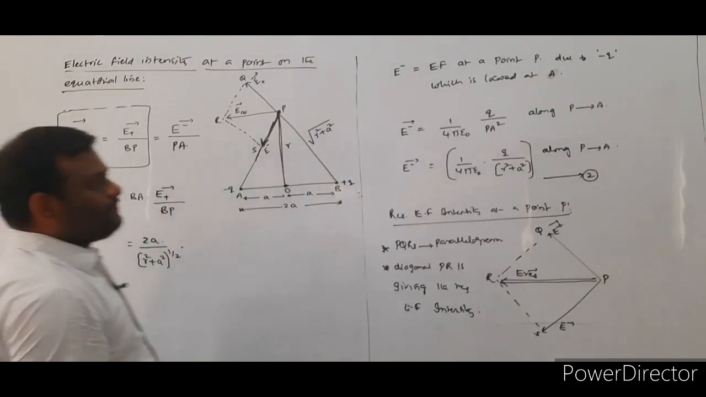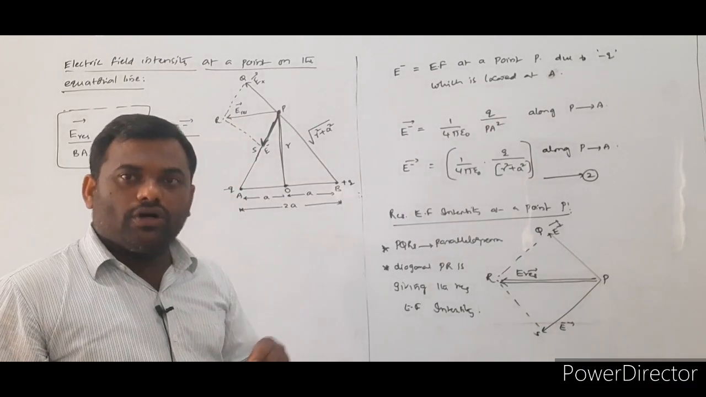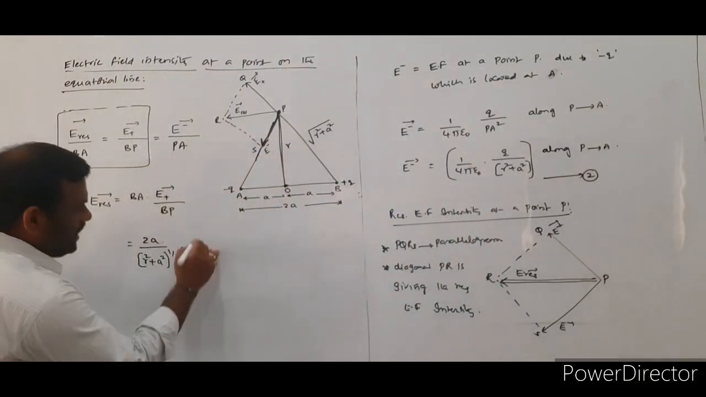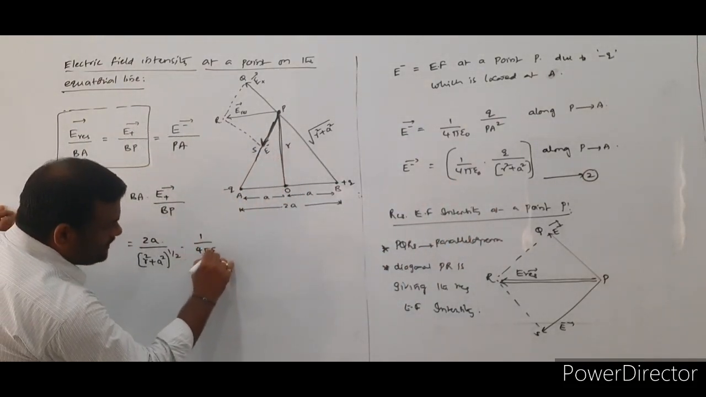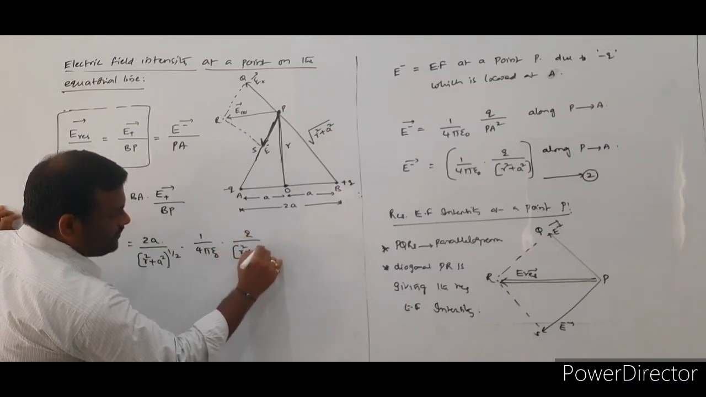What is E plus bar? We already wrote it: the electric field intensity due to the positive charge. Its magnitude also remains the same. That magnitude value is equal to 1 by 4 pi epsilon naught Q by R square plus A square.